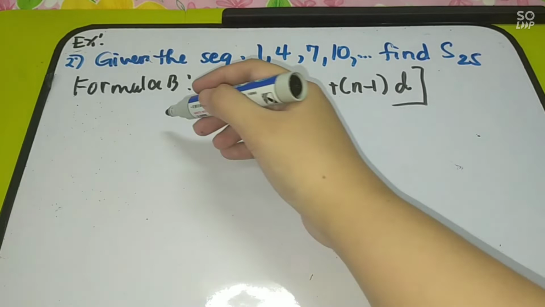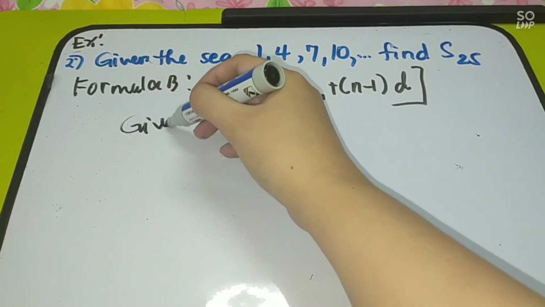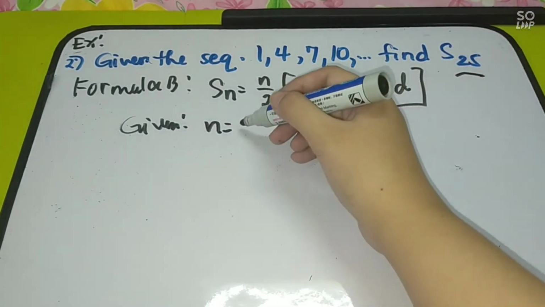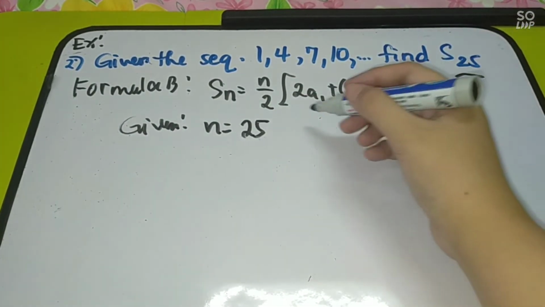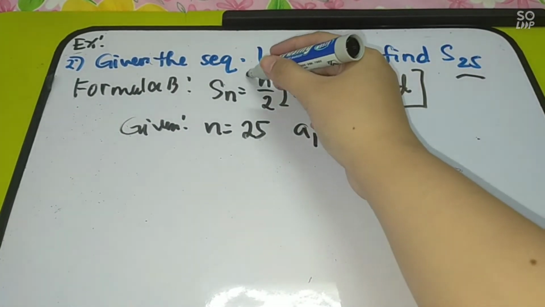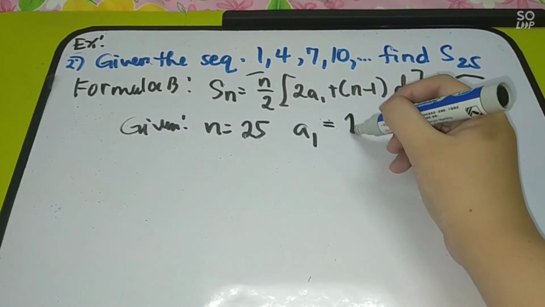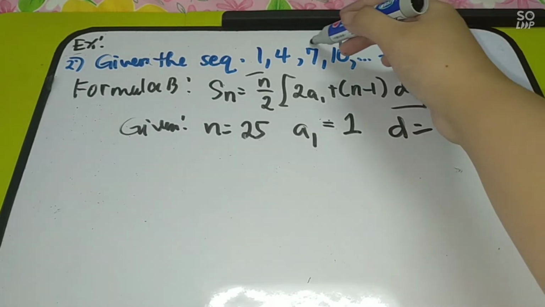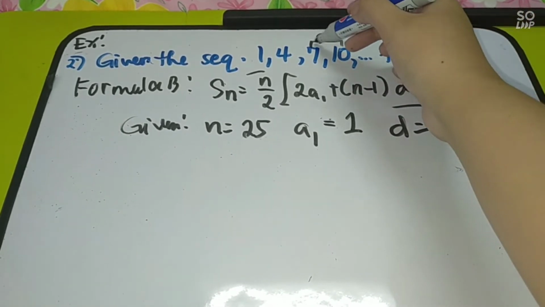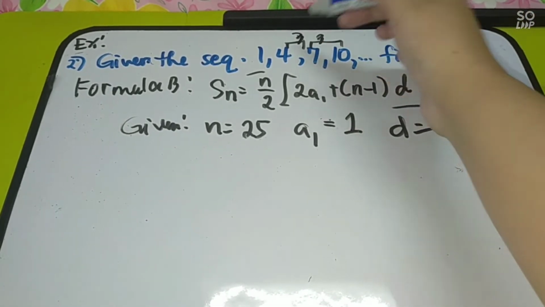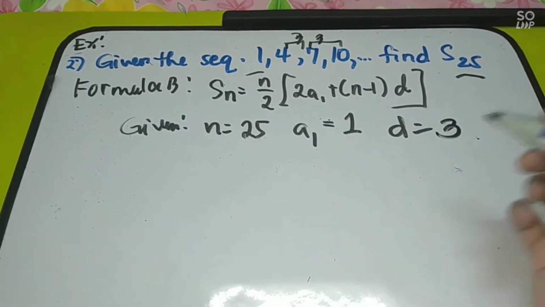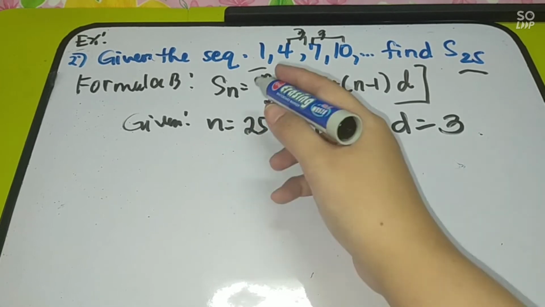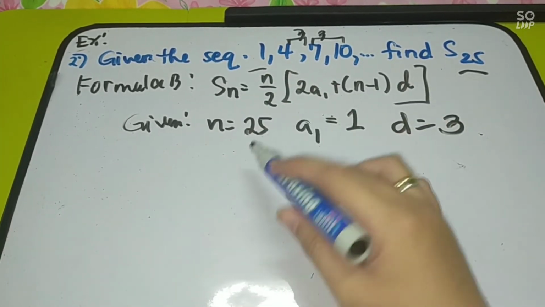Okay? So, ang given mo, let's have the given, ang number of terms mo, ilan? We have here 25. So, that is your n. Your first term ay, what is it? We have here 1. And then, for the common difference, just subtract 10 minus 7. The answer is 3. 7 minus 4. The answer is 3. So, your common difference is 3. That is it. Then, you will now substitute your formula to your given.